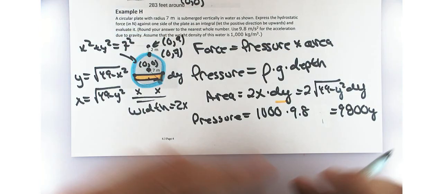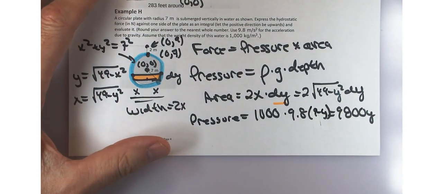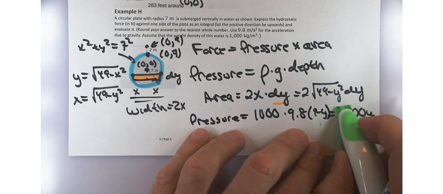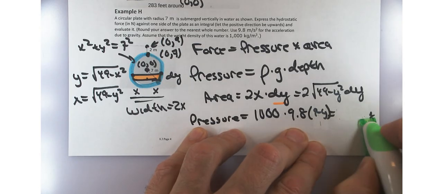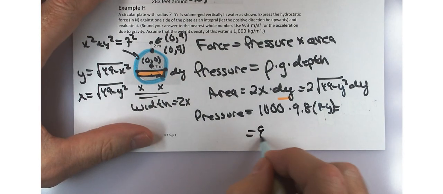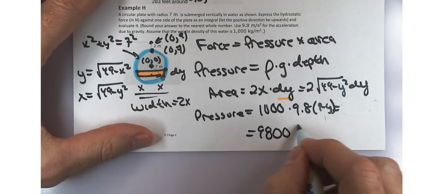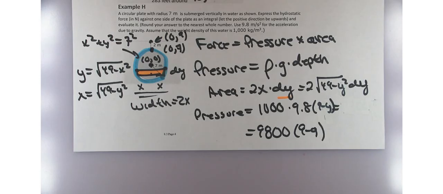So 9 minus y. And I'm not going to try and cram that in here, so let me just take care of that. That's going to be 9,800 times 9 minus y. That's our pressure.